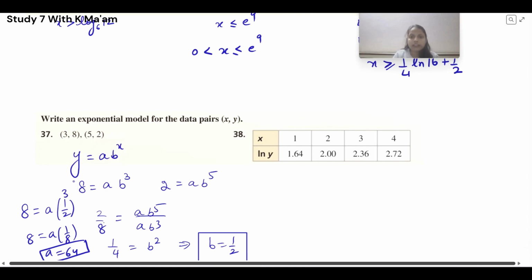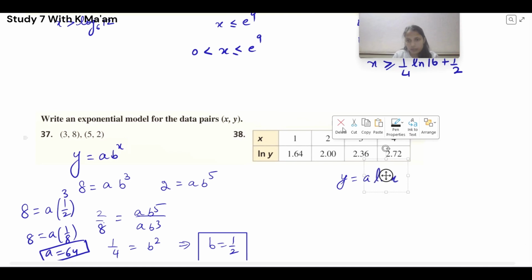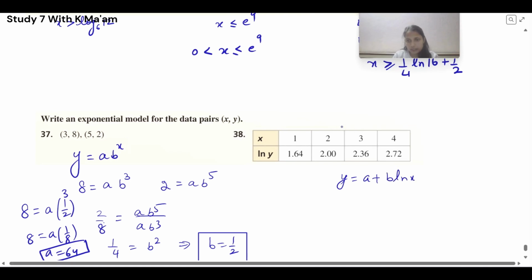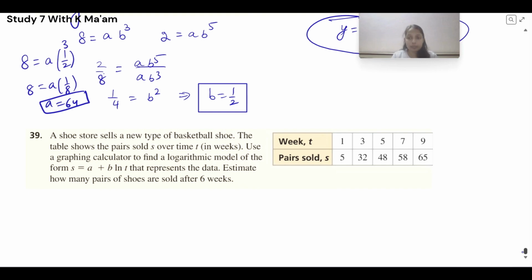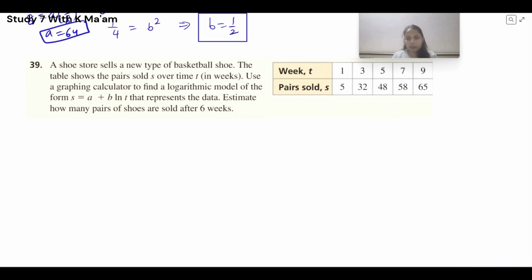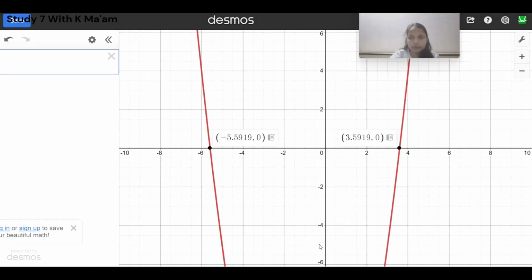Now you can try this question yourself. By taking the form, you can consider y equals a ln of x, or you can write y equals a plus b ln x. Use the calculator to calculate this. Now, a shoe store sells a new type of basketball, as shown in this table. Use the graphing calculator for this. Remember, in the last class we used the graphing calculator to find a logarithmic equation model. So we will use that same approach.